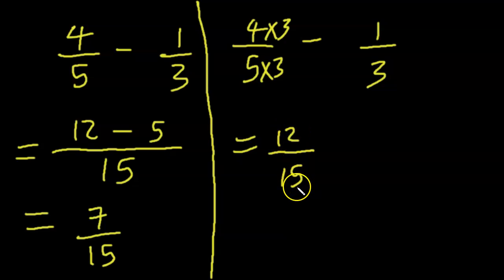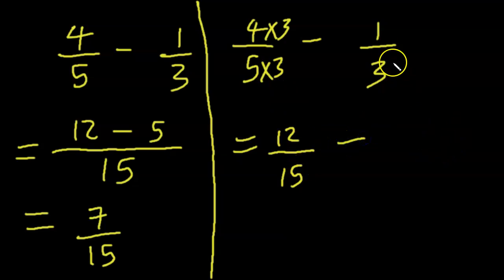They're equivalent. Because remember, if you're asked to reduce 12 over 15, you divide both the 12 and the 15 by 3, right? And it will be simplified to 4 over 5. So 4 over 5 is conveniently written as 12 over 15.